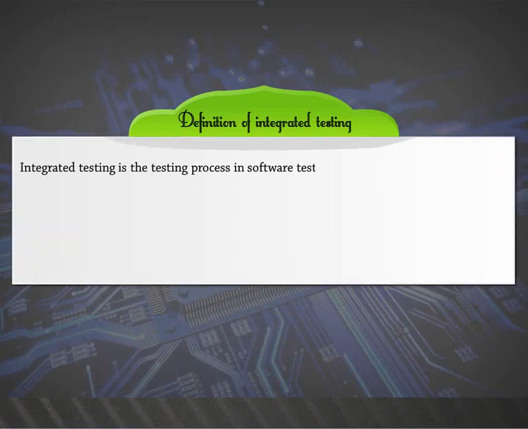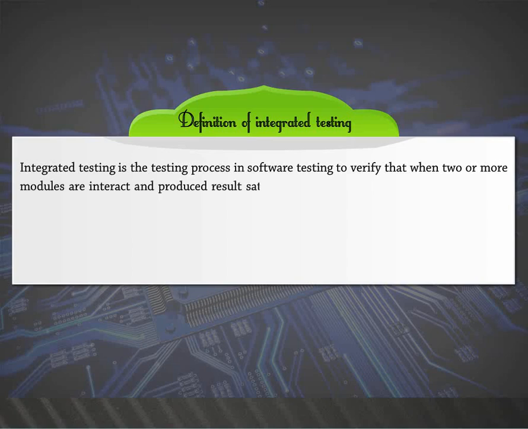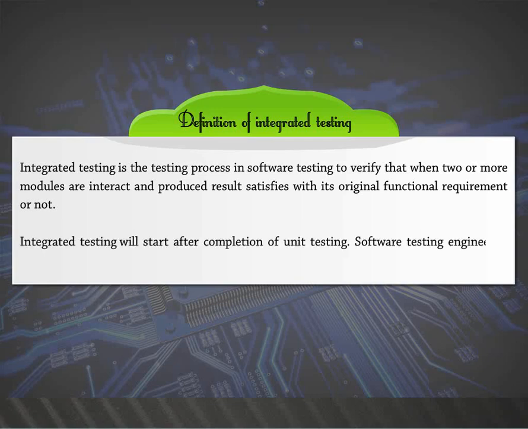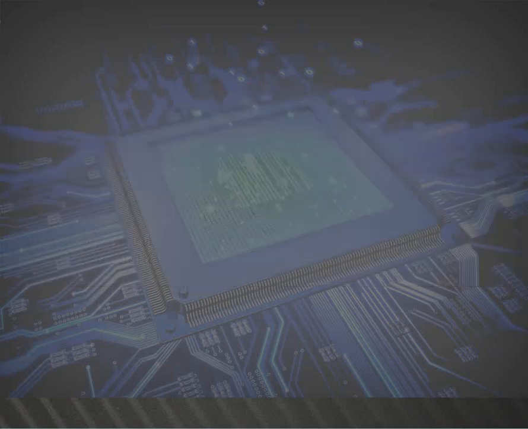Definition of integrated testing. Integrated testing is the testing process in software testing to verify that when two or more modules interact, the produced result satisfies its original functional requirement or not. Integrated testing will start after completion of unit testing. A software testing engineer is performing integrated testing.